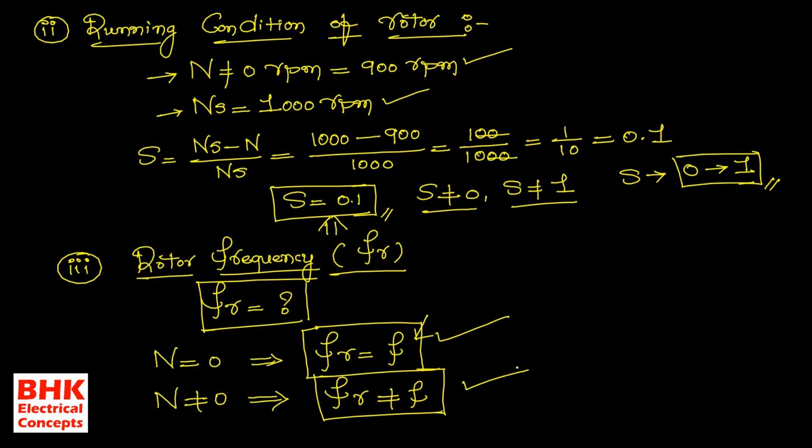Now we will discuss, and I will give you the proof for these two conditions. Clear? The most important point is, under running condition of a rotor, we can directly say that the rotor frequency is not equal to the supplied frequency. But under standstill condition of a rotor, the rotor frequency is equal to the supplied frequency. So that is the reason we are talking about rotor frequency, f suffix r.